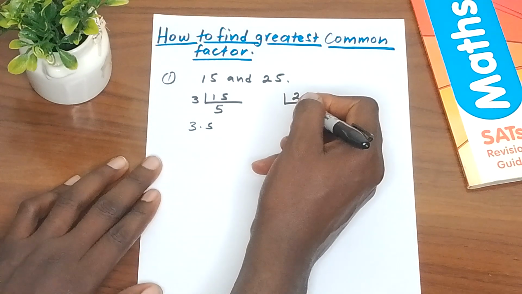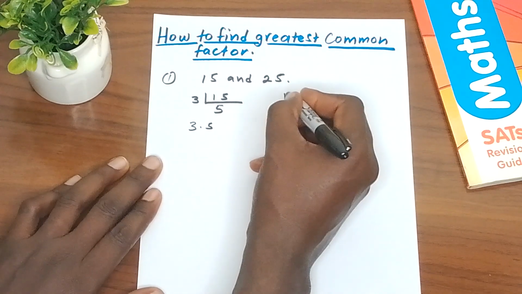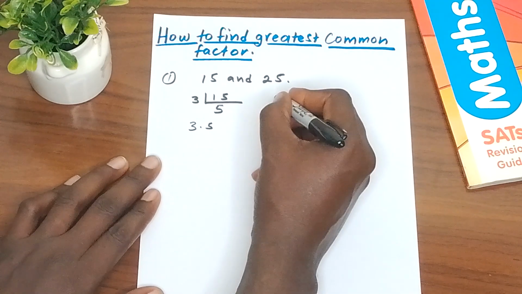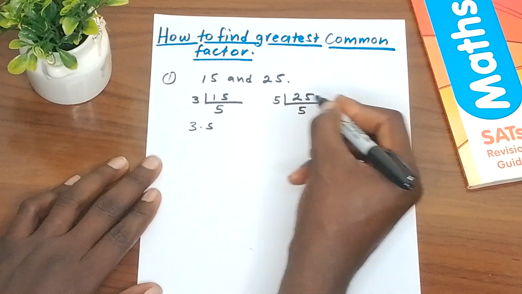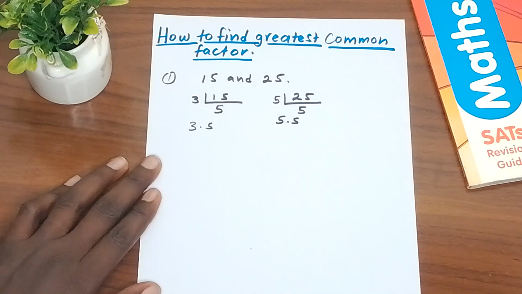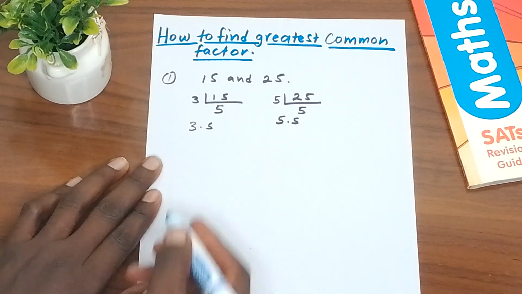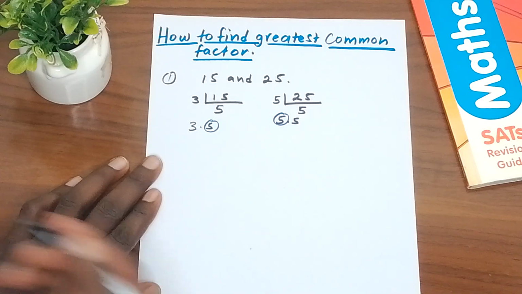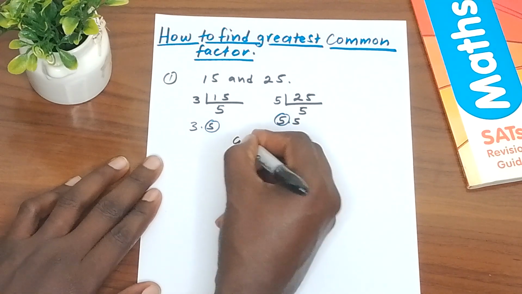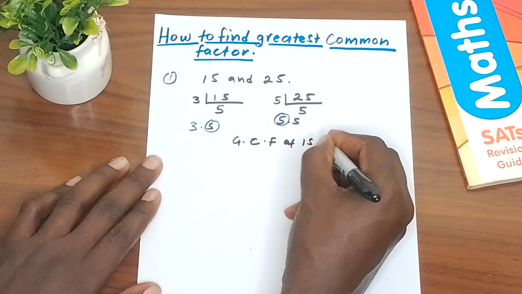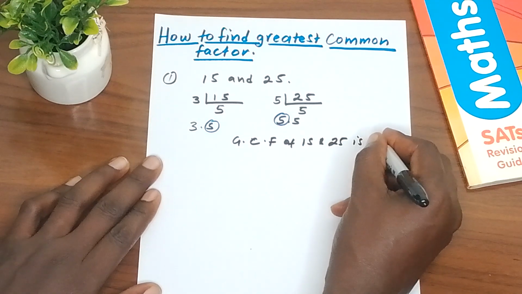Then we also go to this number. We start with 5 because 2 and 3 cannot divide this number. So we divide it by 5 and we get 5. So the factors are 5 and 5. So here we look at the common numbers that we have in both the factors. We have a 5 here, we have a 5 here. So we can conclude and say that the GCF, greatest common factor, of 15 and 25 is 5.